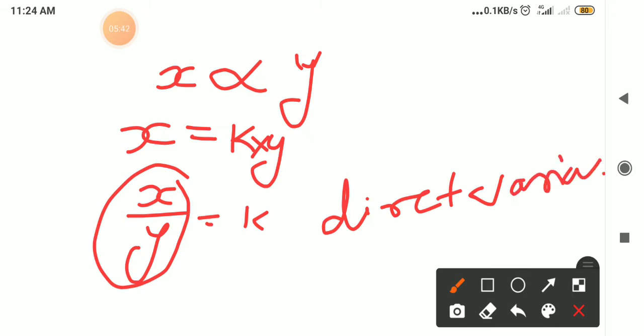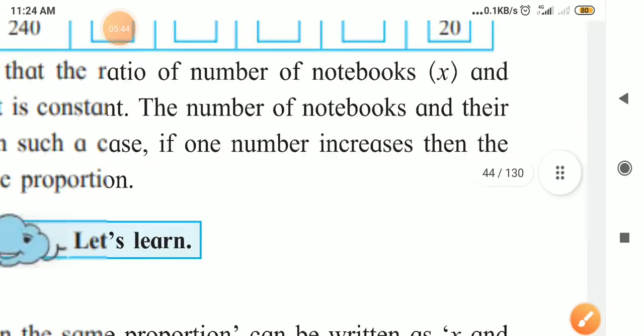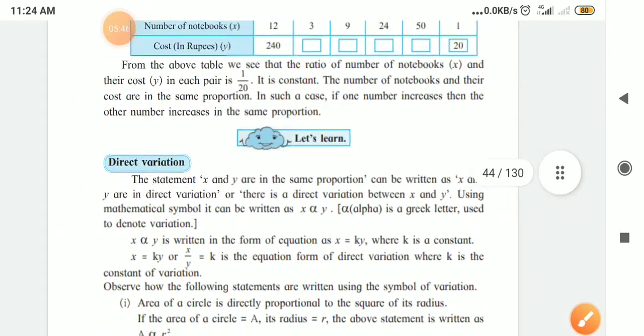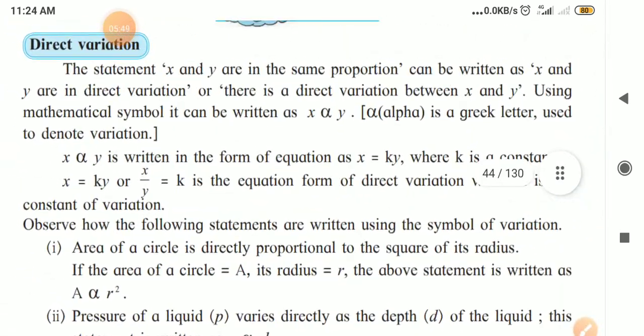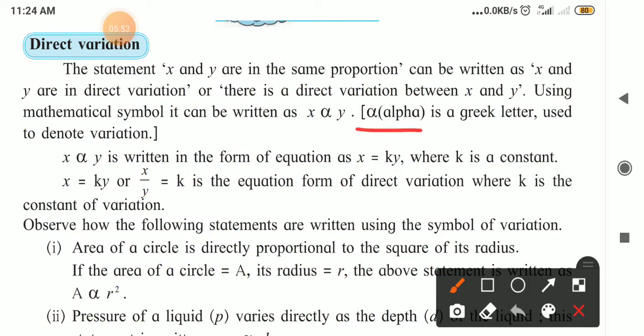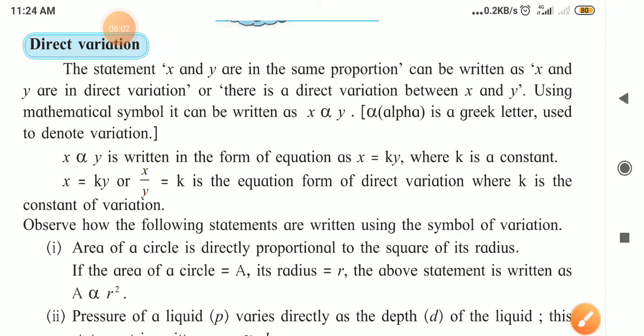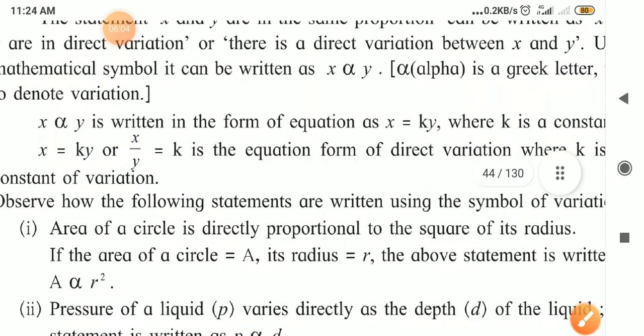Direct variation. All of you understood? Okay. So what is given in our textbook we will see now. If x is in direct variation with y, that sign is called alpha. You know that it is a Greek letter, but we are in maths. This alpha we use in science and all, but here we refer to it as the direct variation sign. So x is in direct proportion with y.